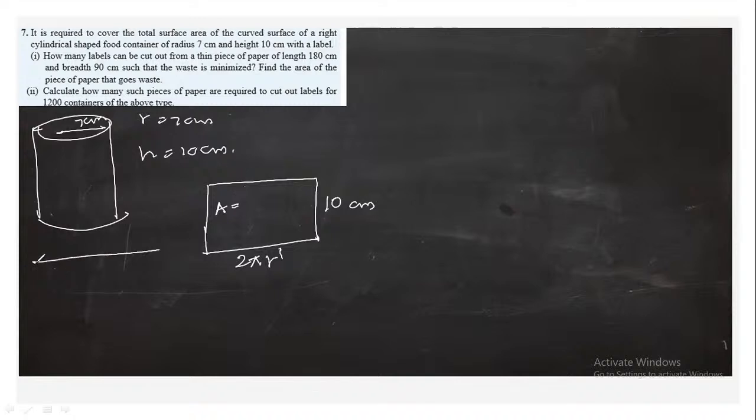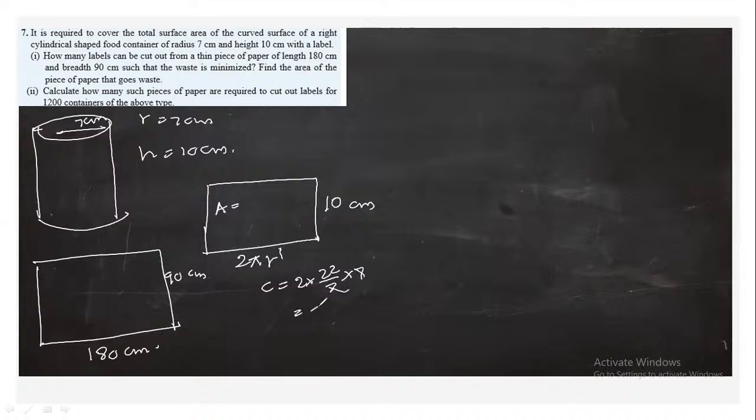Then we have a paper. This paper's breadth is 90 centimeter, length 180 centimeter. First of all, you have to find the area of this part, right? The circumference we can find like this: C equals 2 into 22 over 7 into radius 7, that is 44.